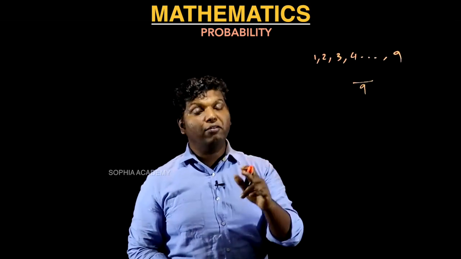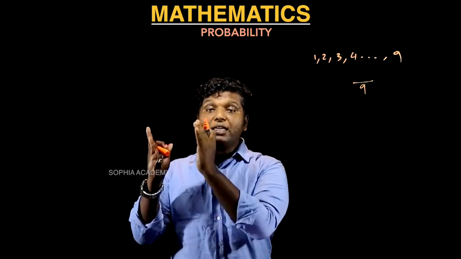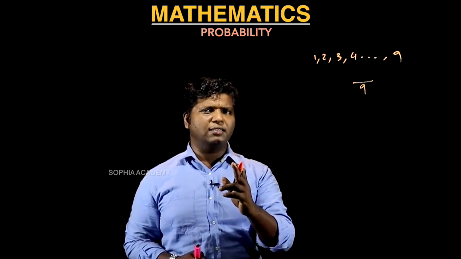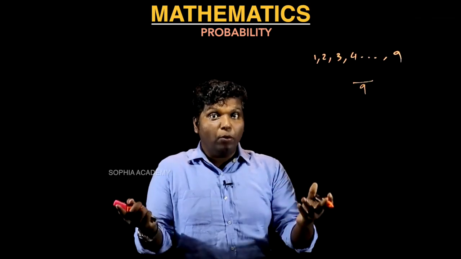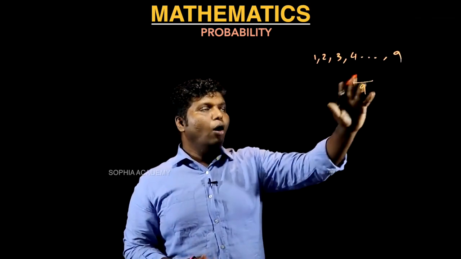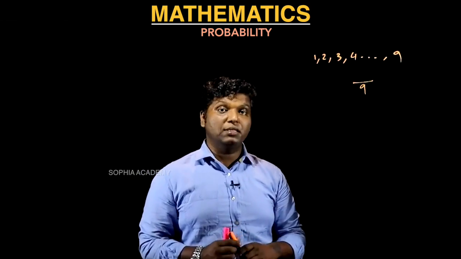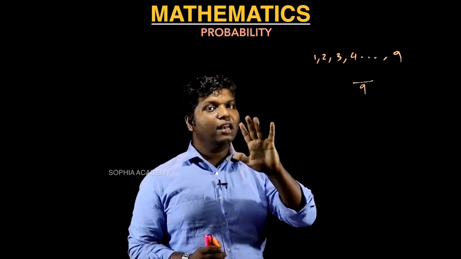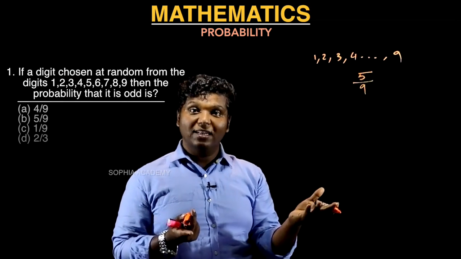From this, what is the favorable outcome? What is the meaning of favorable outcome? That means what is your question? What is being asked inside your question? The probability that it is odd, right? That's the question. The probability that it's odd. So tell me, how many numbers are there which are odd? From this, just start counting. 1, 3, 5, 7, and 9. There are 5 numbers. So simply we can write 5. 5 by 9. That's your answer.